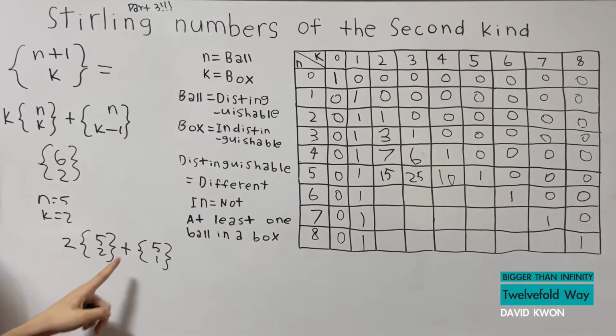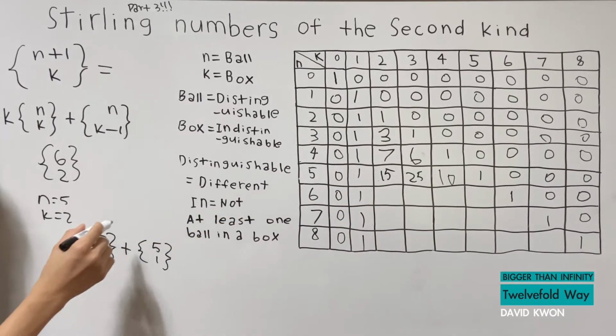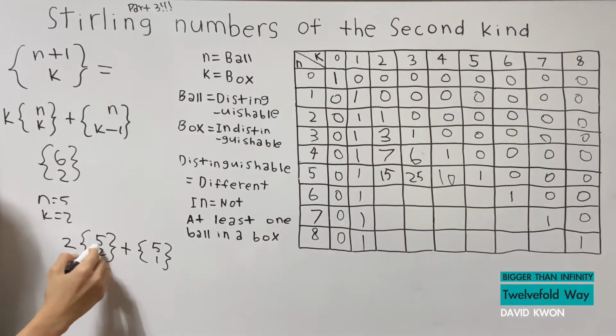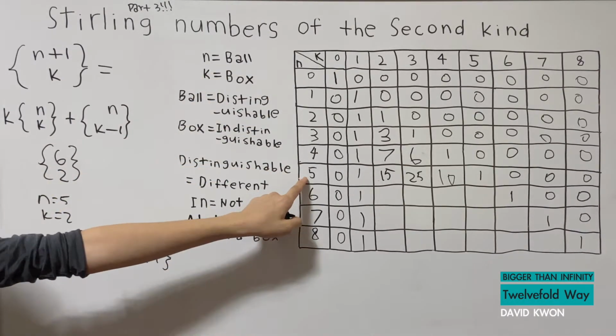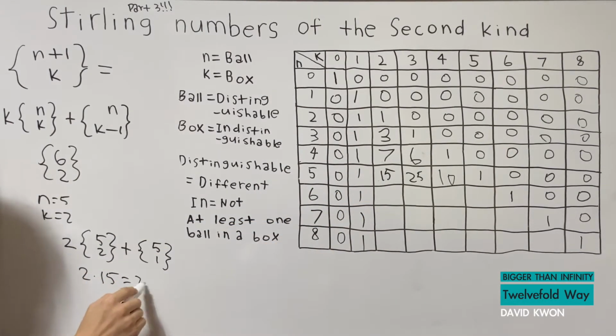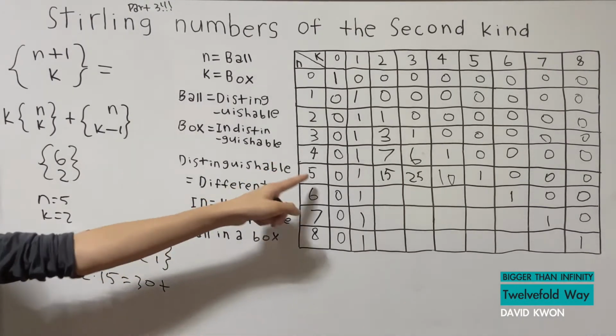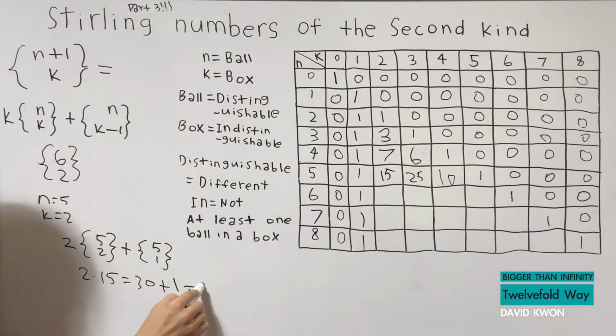Using this, we can find 6 balls in 2 boxes. How? Well, it says 5 choose 2. 5 stands for the number of balls. So 5 choose 2 is 10, and 2 times 10 is 20. And 5 balls in 1 box is 1. So let's add it, and that is equal to 31.